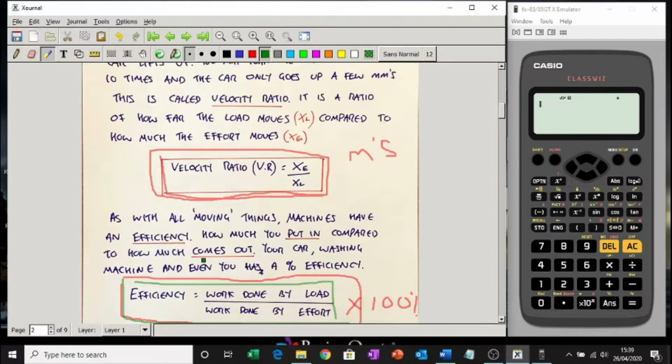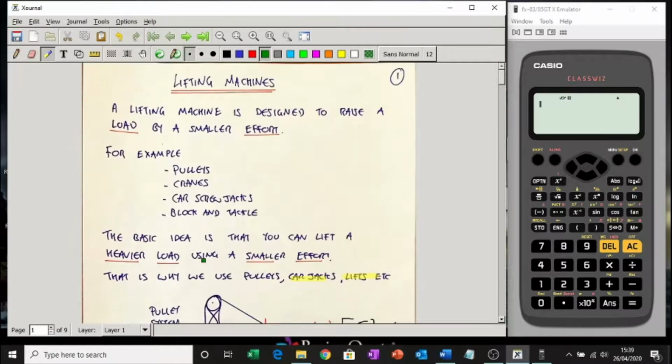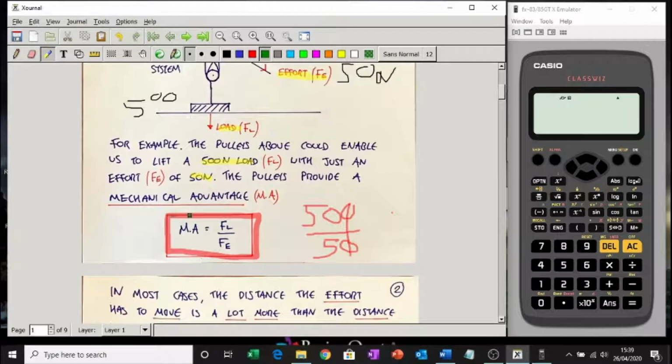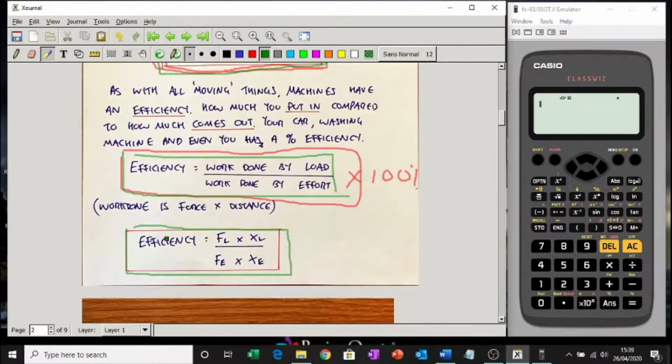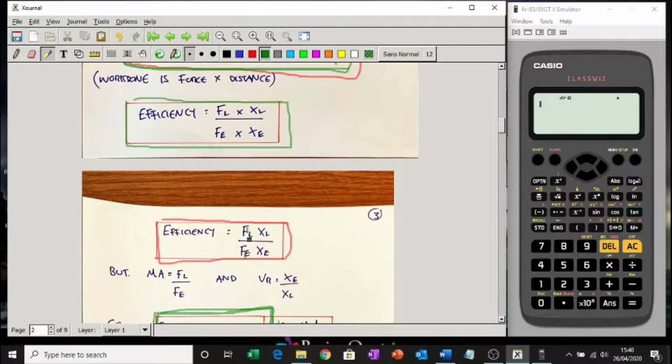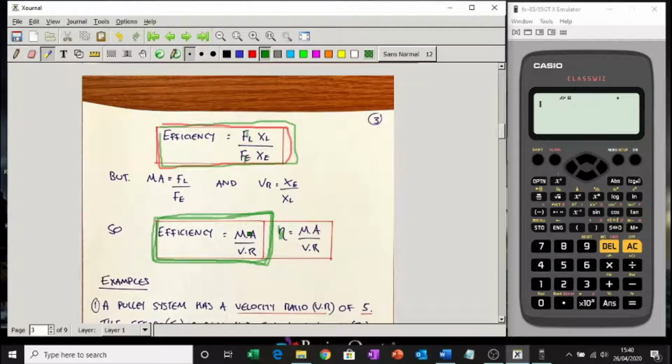So there's only a couple of formulas we need to know so far. MA is FL over FE. Velocity ratio is XE over XL. And efficiency is work done by load over work done by effort, times by 100. Efficiency is FL XL over FE XE, F being force and X being distance, or efficiency is mechanical advantage over velocity ratio.